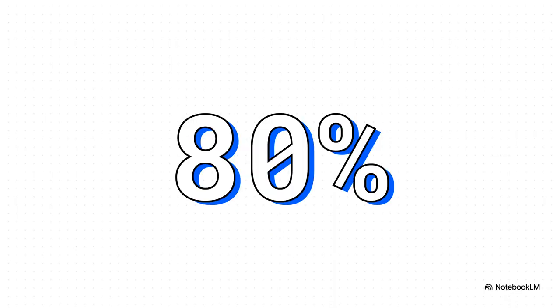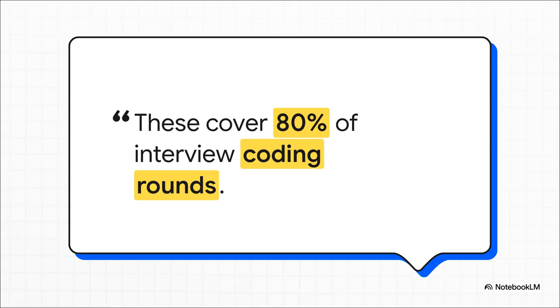While the source material for this explainer makes a pretty bold claim, a massive 80% of coding interview rounds are covered by just 15 foundational problems. No, that is not a typo, 80%. And that one number completely changes the game from "I have to learn everything" to "I need to master the essentials." And yeah, the source is really direct about this, and it's a powerful idea.